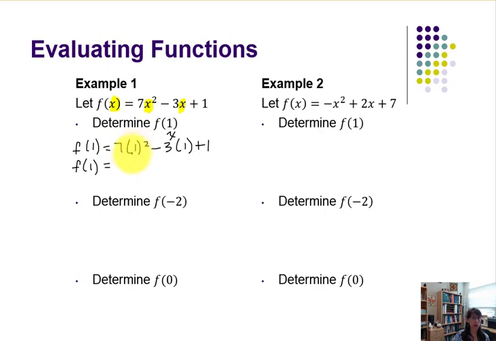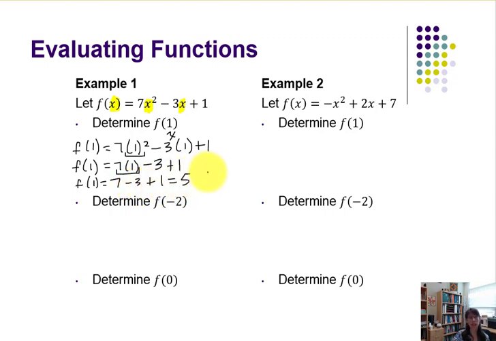Now think back to order of operations. We need to do the exponent portion first. So that means 7 is multiplied by 1, because 1 squared is 1. And then we have negative 3 times 1, that's negative 3. And plus 1 is our last term. Now we need to do multiplication before we do any addition or subtraction. So f of 1 is equal to 7 times 1, which is 7, minus 3 plus 1. So 7 minus 3 would give us 4, plus 1 more would give us 5.